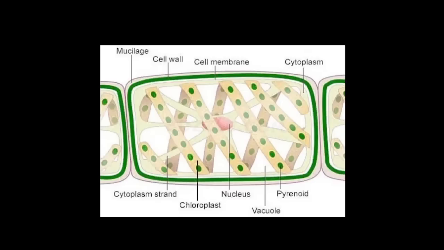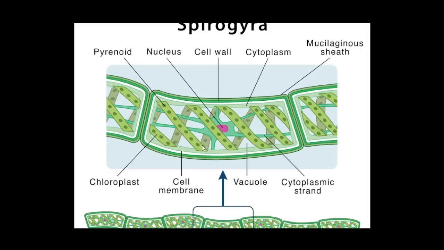You can see what Spirogyra looks like. This is another example, what we refer to as a filament of Spirogyra. In the filament we have the vacuole that houses the cytoplasmic strand, and in it is the nucleus. So that is that about Spirogyra.